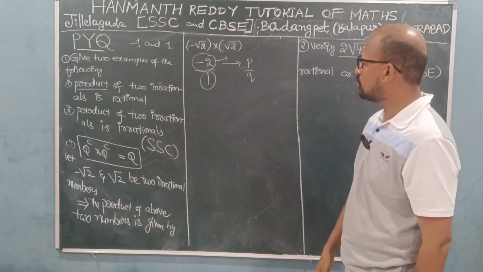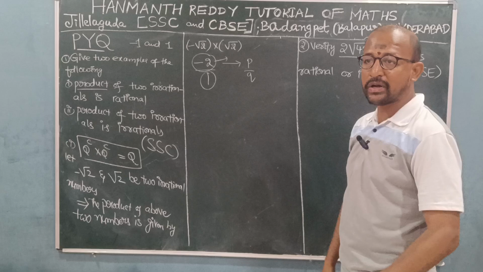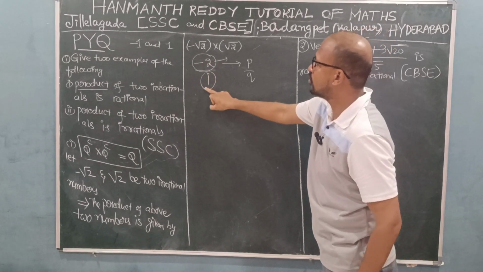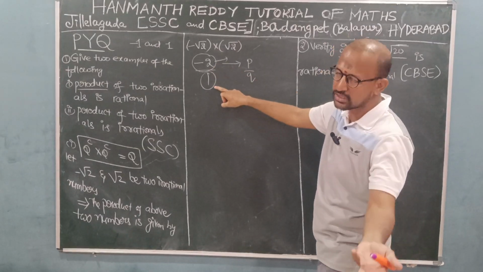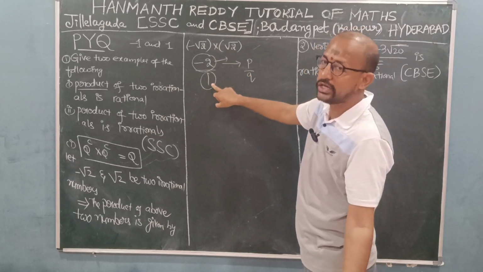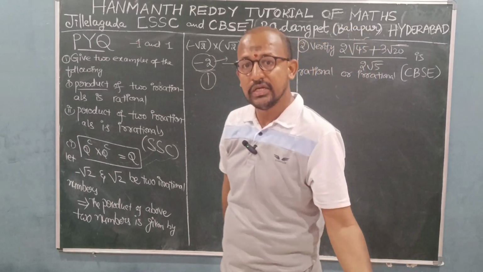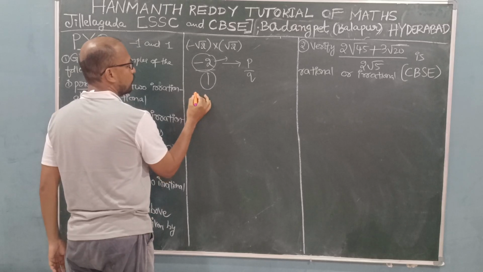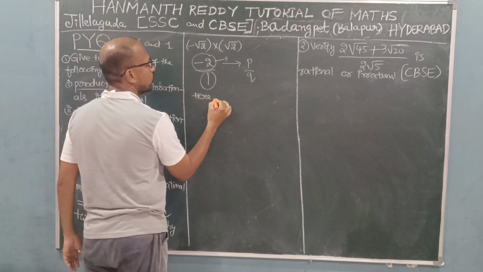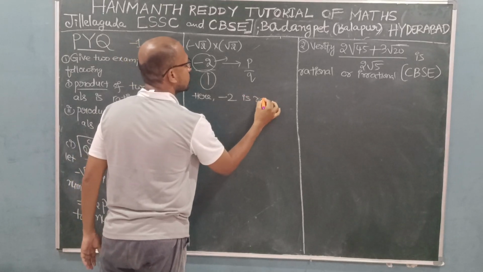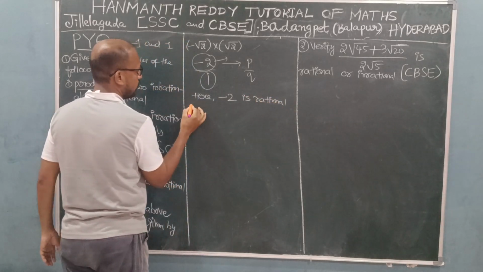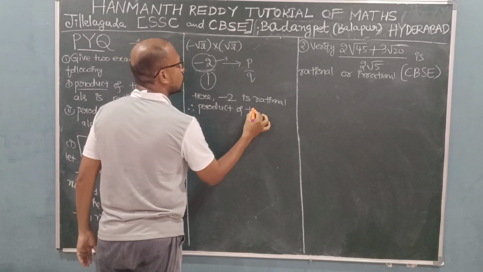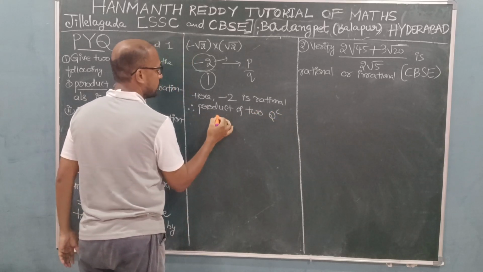So I have taken two irrational numbers, one is minus root 2, the other is root 2, and I have multiplied those two numbers. I got the answer minus 2, which can also be written in the form of minus 2 by 1, where minus 2 is a negative integer and 1 is a positive integer. Both are integers, the denominator is not 0, and both are co-prime, which satisfies all the conditions of a rational number. Therefore minus 2 is rational. Therefore the product of two irrationals is rational.